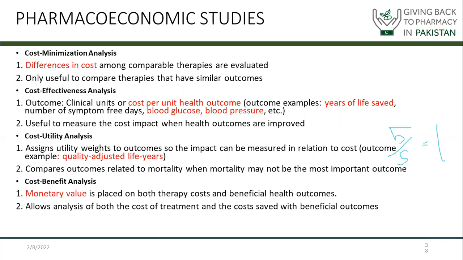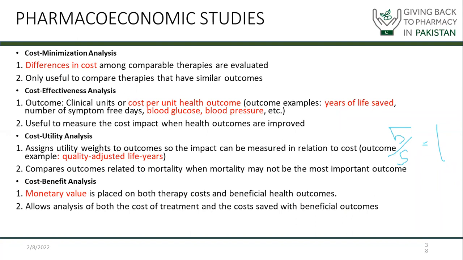So cost effective is done, and cost utility and cost benefit are remaining. Cost utility is quality adjusted life year. If they say QALY, quality adjusted life year, just click cost utility analysis. Normally these questions are very confusing. That's why 1 to 2 questions every year they are asking. So assign the utility weight to the impact on the measure in relation to the cost. Compare outcome related to mortality when mortality may not be the most important. So it is comparing with mortality, but mortality is not the main outcome.